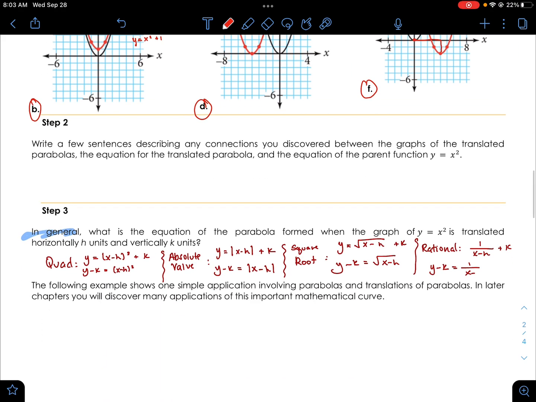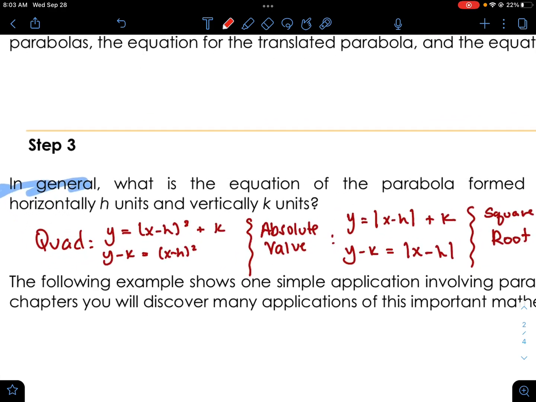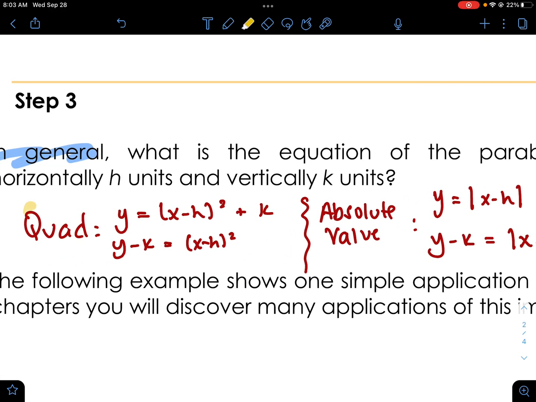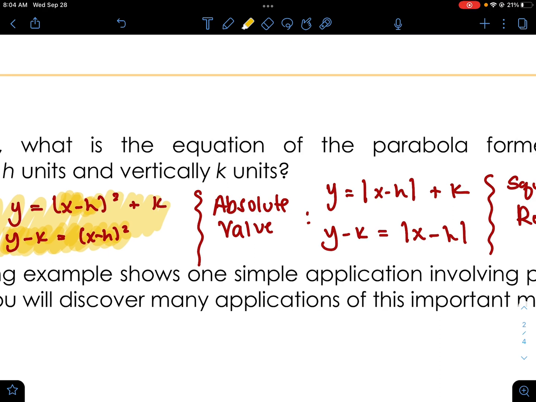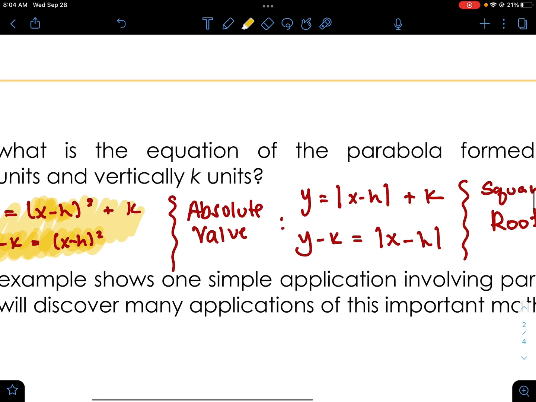So in general, as we look at these equations that we're going to be working with, your quadratic function is going to be written like this: y equals (x minus h) squared plus k, or y minus k equals (x minus h) squared. On the bottom, they both lie, and on the top, just the x lies. The absolute value function is the exact same, except instead of having a squared, we have y equals the absolute value of x minus h plus k, or y minus k equals the absolute value of x minus h. Again, here both lie, up here just x minus h lies.